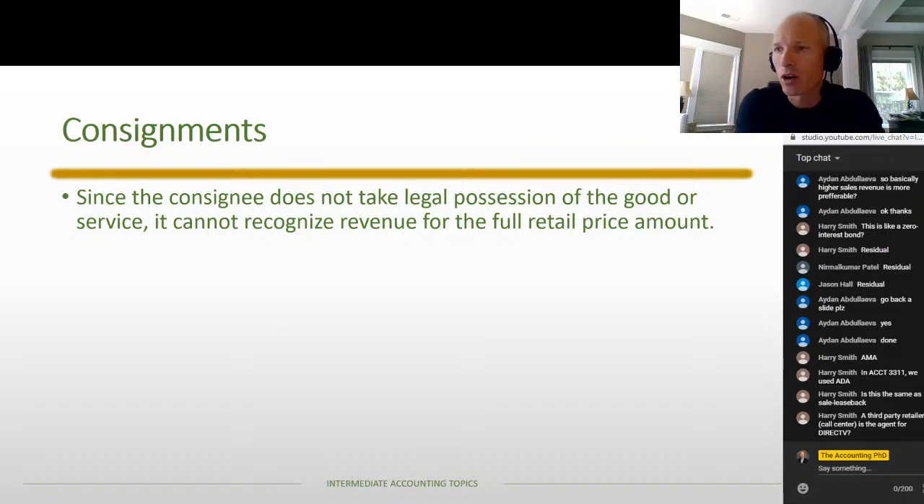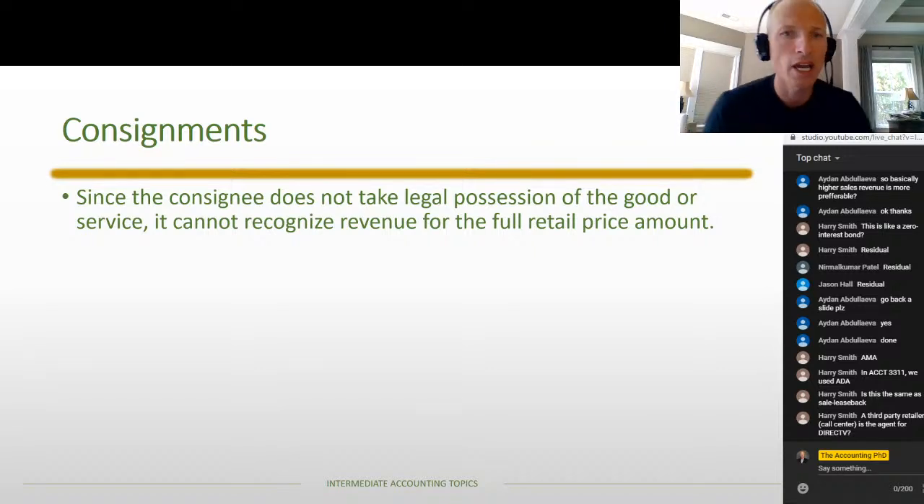A third-party retailer, like a call center, is the agent for DirecTV, if they're the sales center, yes. A call center for service, I would say no. If you're talking about calling somebody and buying DirecTV from a third party, then yes, exactly. They would be the agent, and DirecTV would be the principal. The agent probably gets some sort of take on that sale, and whatever that commission is, that's what they get to recognize, as soon as the customer signs on. Whereas DirecTV has to wait until they start providing the TV service in order to recognize revenue. So yes, Harry, exactly. Very similar situation.